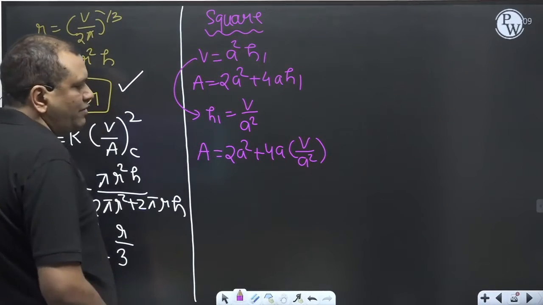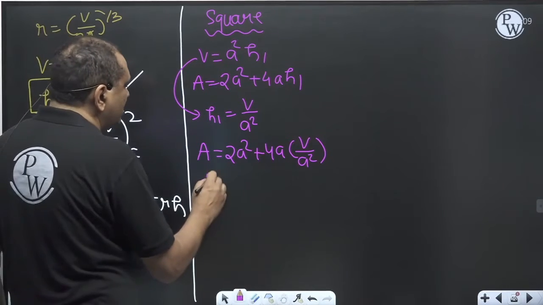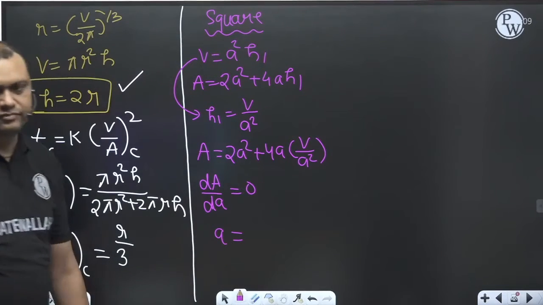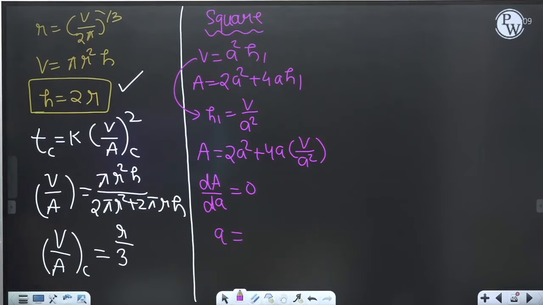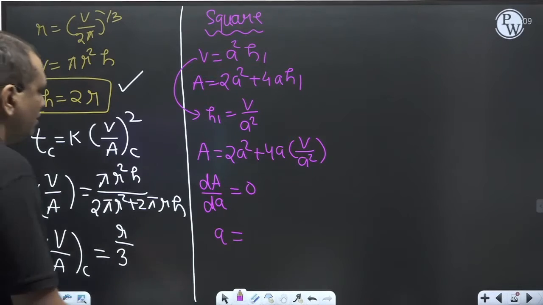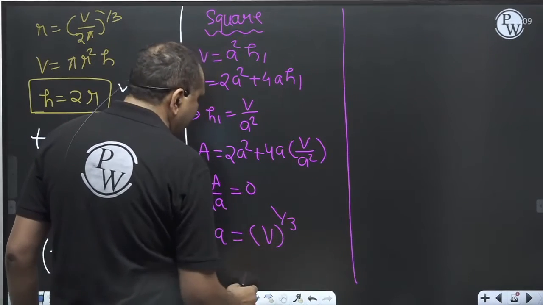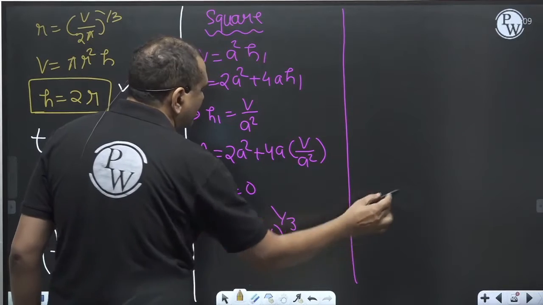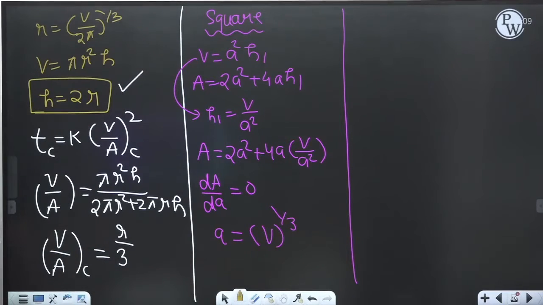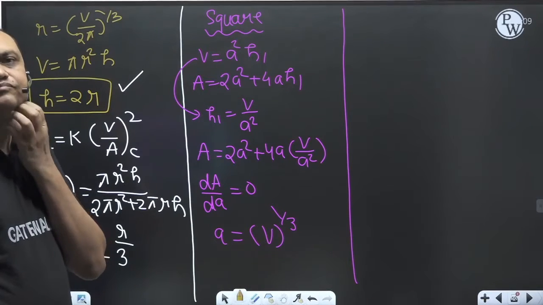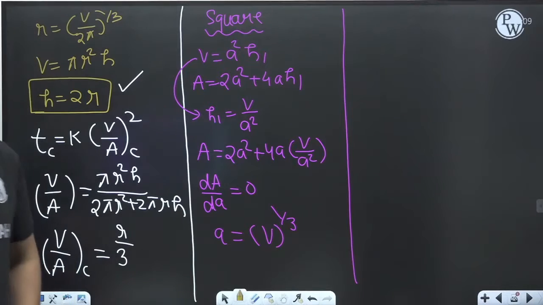Now for the optimum riser, differentiate this with respect to a, put it equal to 0. You can find out what is the side of the square parallel pipe. It is V raised to power 1 by 3. You can check it if you want.